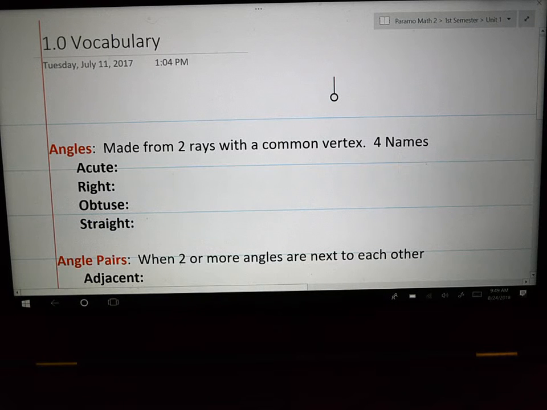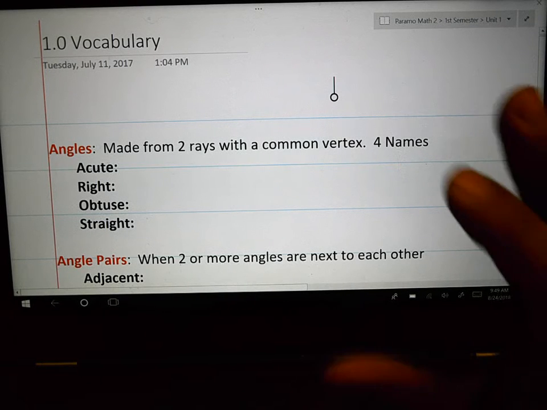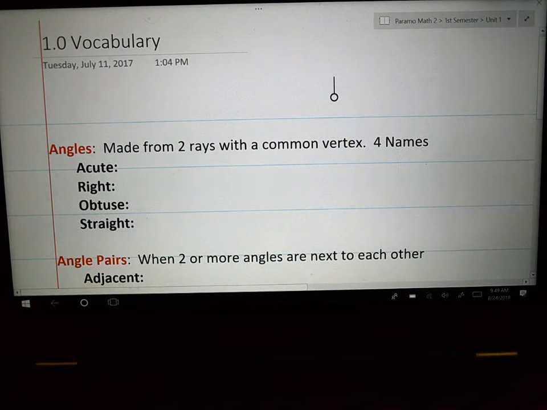We are going to start 1.0, which is on vocabulary of Unit 1. This will be the first kind of stuff that you will have on your test. So if you know what these words mean and what they say and what they look like, you're going to be just fine for these type of questions on your test.